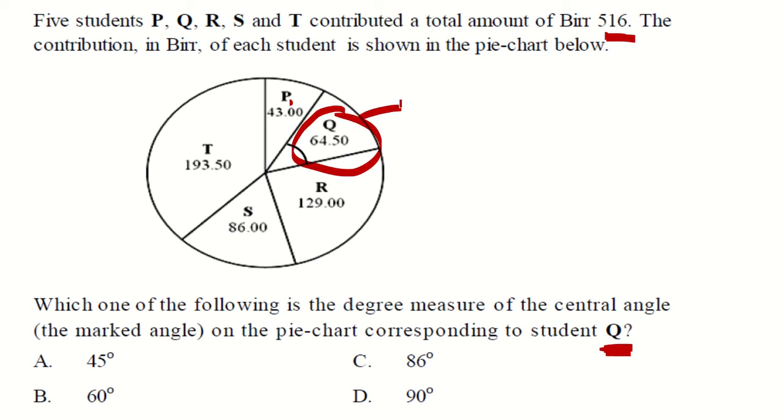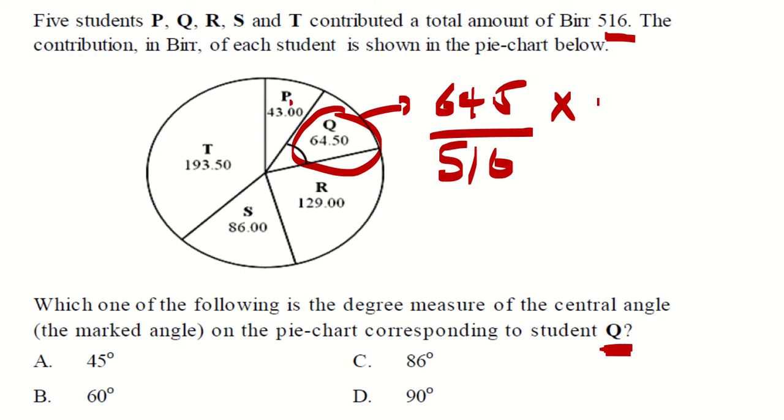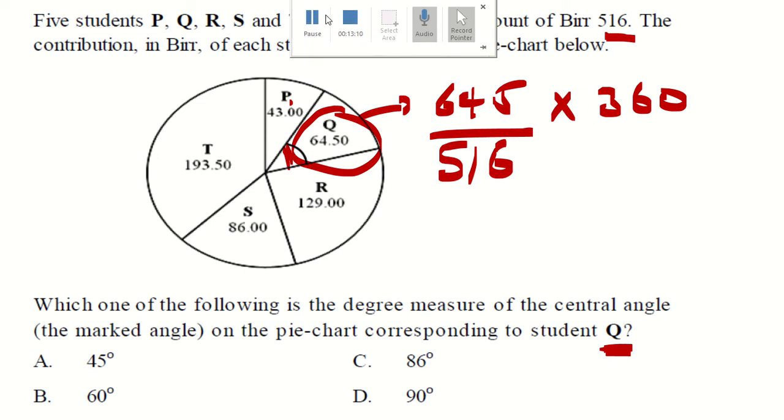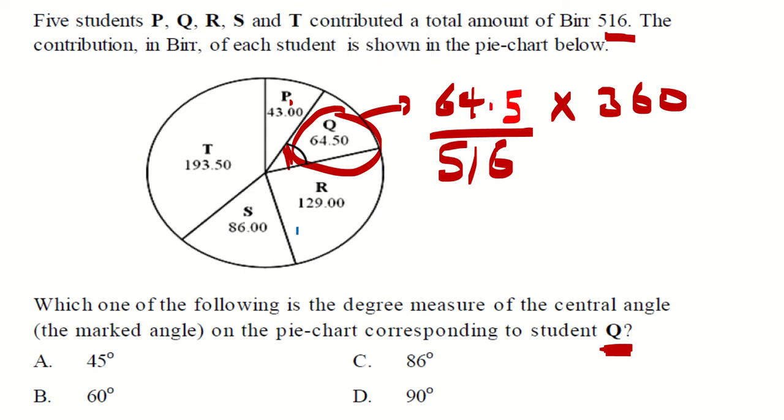So to know the angle, what to do? 64.5 divided by the total money 516, then multiply by 360. This is the way, because the full angle is 360, so we need to change the money into an angle, but it is allotted in BRR. So how much money is this one? It is 64.50 out of what? Out of the total money, 516, so multiply by 360. We need to simplify this.